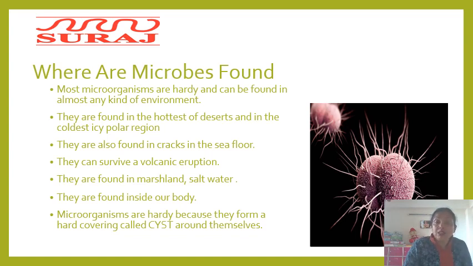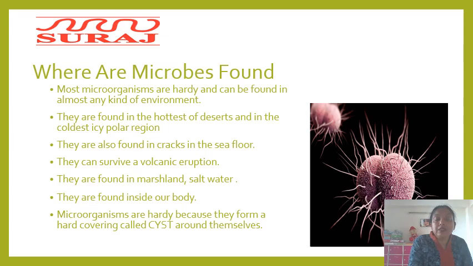Why? Because they form a hard covering called a cyst around themselves. So these microorganisms have a hard covering around their body. This covering is called a cyst, and because of this covering, they can protect themselves in very adverse conditions like in the volcanic eruption, marshland, inside the water, cold, desert, very cold areas, everywhere they are surviving. Why? Because of the presence of a hard covering which is called the cyst.